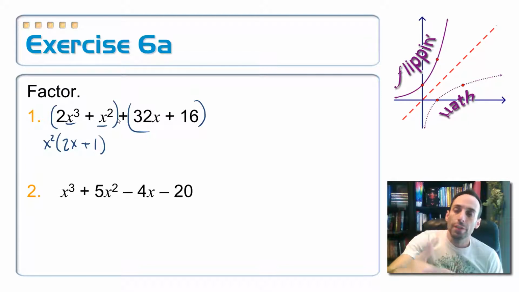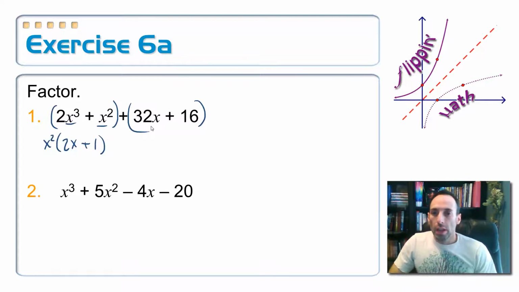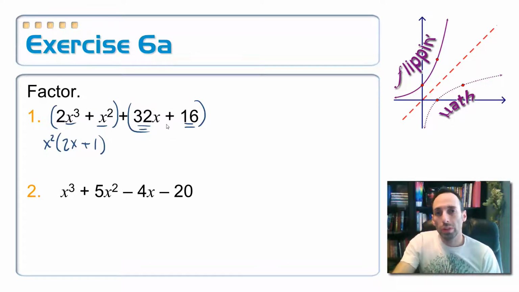Now, if this is the right pairing of things, and if I can do it by grouping, the second set of parentheses is going to have 2x plus 1 in it. So let's see. If I look at the 32x plus 16, what they have in common is a factor of 16. I'm going to pull it out. When I pull it out, pull the sign with it. We're going to pull out a plus 16, okay?